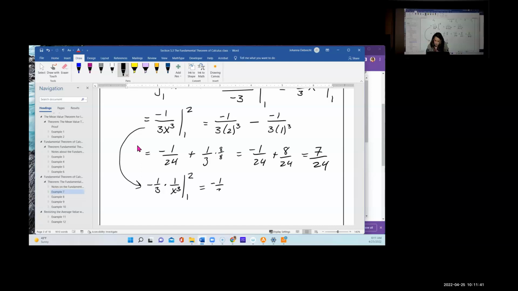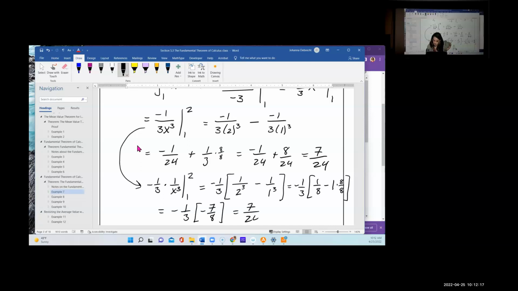Then I can leave the negative 1/3 on the outside, and I can simply plug into the original. And this would give me 1 over 2 cubed minus 1 over 1 cubed, which is negative 1/3 times 1/8 minus 1. Now, 1 can be written as 8 over 8, so that gives me negative 7 over 8. So I get negative 1/3 times negative 7 over 8, and that would give me the positive 7 over 24.